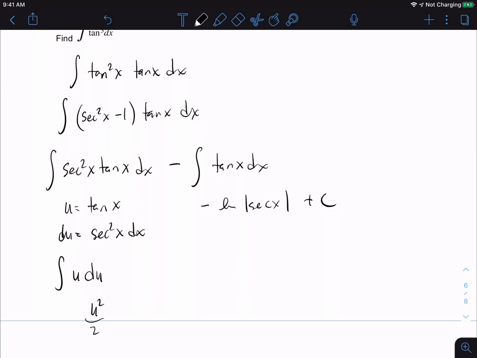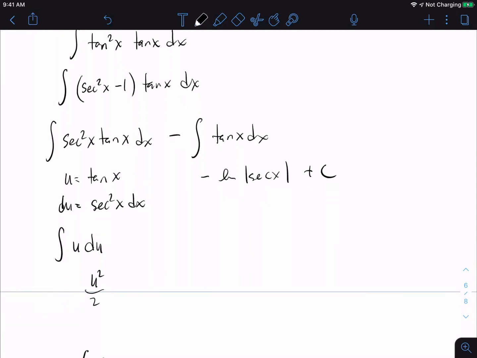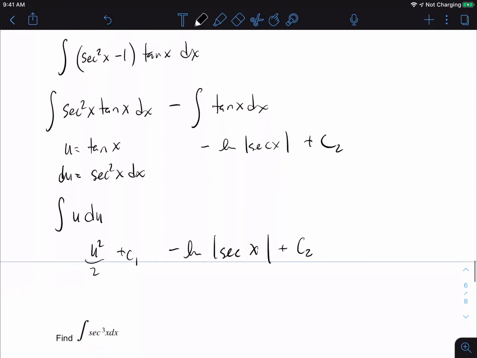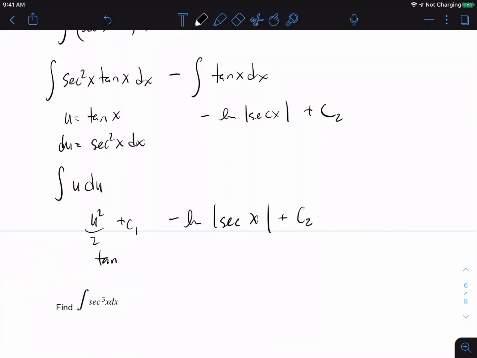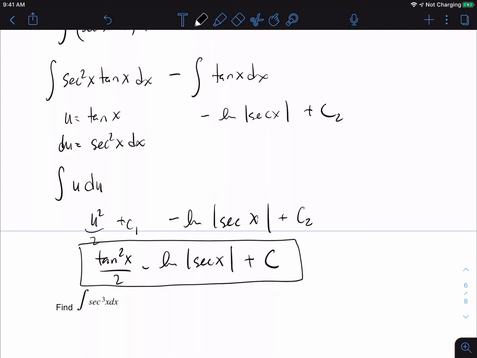This will be u squared over 2 plus some constant, minus ln of secant x plus some constant. I'll just call it some constant. We said u was tangent, so that's tangent squared x over 2 minus ln of secant of x plus some constant c, and that's my answer. If I would have made secant my u, my answer would have been secant squared x over 2 minus ln of secant of x plus c, and that would also be the right answer. So did I confuse you enough by doing that?